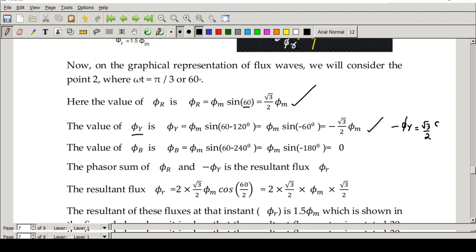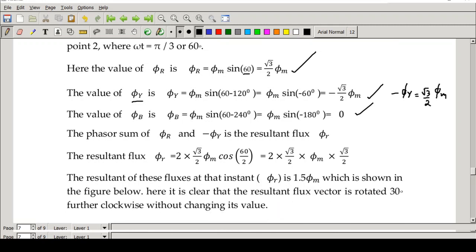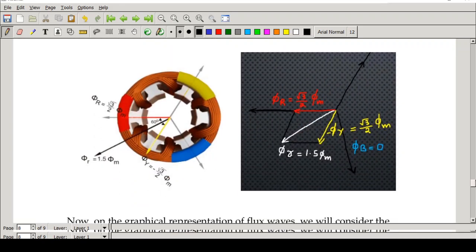phi m, and I have to find the resultant of these two vectors because the phi b is 0. So the resultant phi r will be the vector sum of phi r and minus phi y. I will get this like this, and I am getting the magnitude as 1.5 phi m. So the magnitude is remaining constant. Now let's go through the direction.